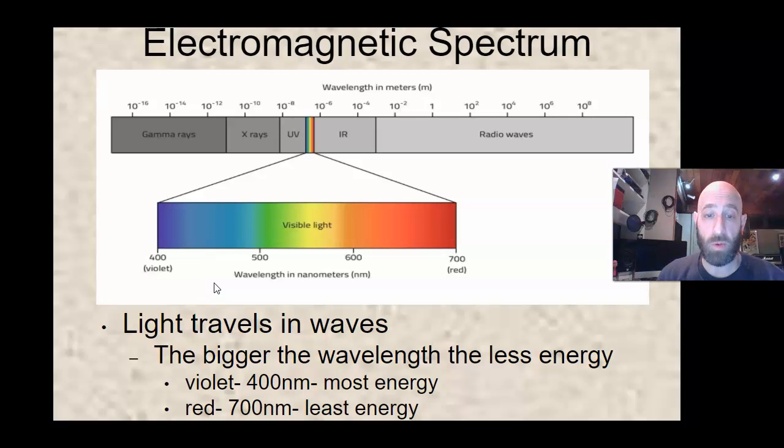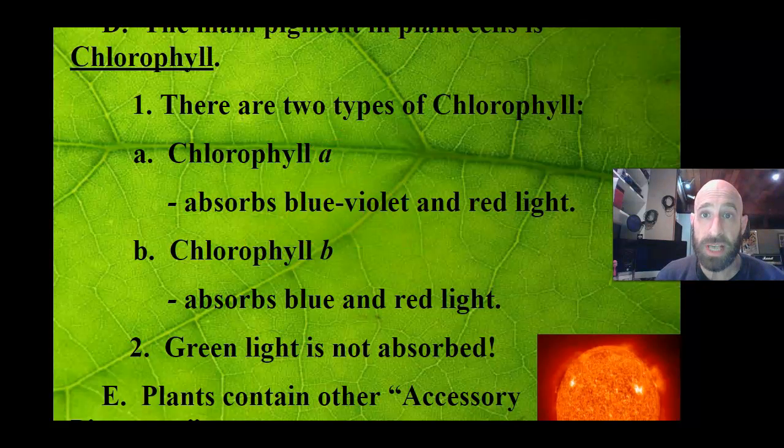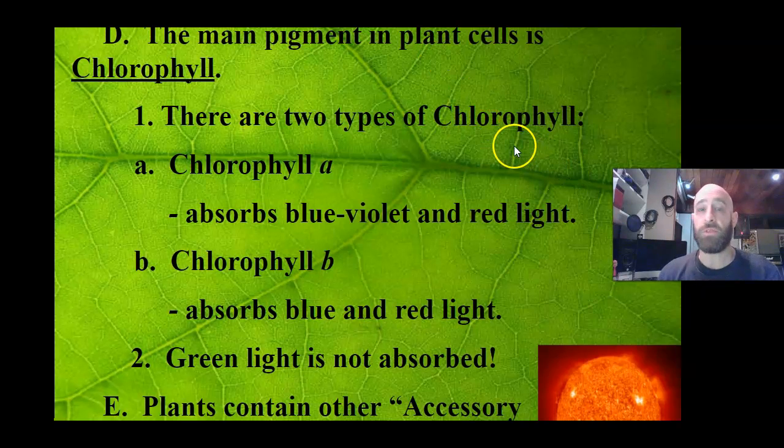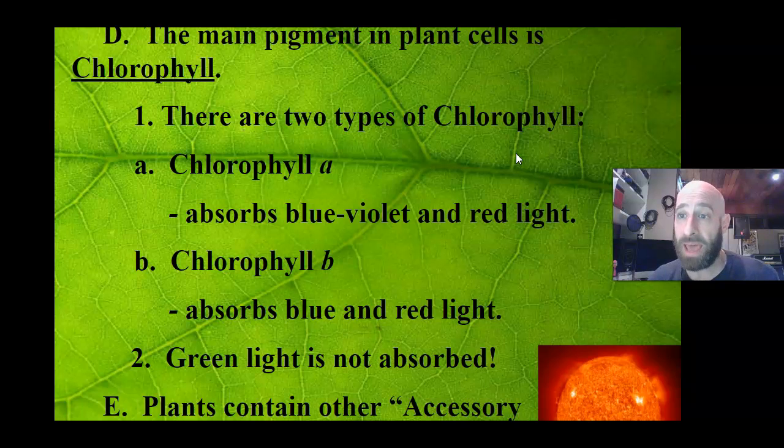So let's talk a little bit more about that. Essentially, plants have a pigment called chlorophyll, and you've probably heard of chlorophyll before. There's actually two types of chlorophyll in a plant: chlorophyll A and chlorophyll B. Chlorophyll A is the most abundant type of pigment, so it's what we call the main pigment. What chlorophyll A does is it absorbs the blue-violet range and the red range, but it reflects green.